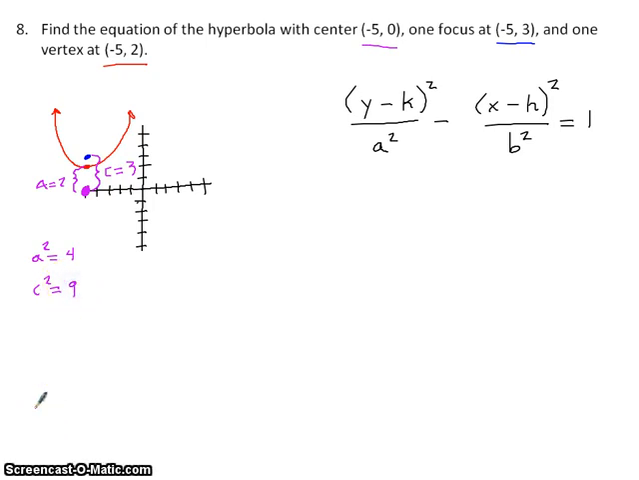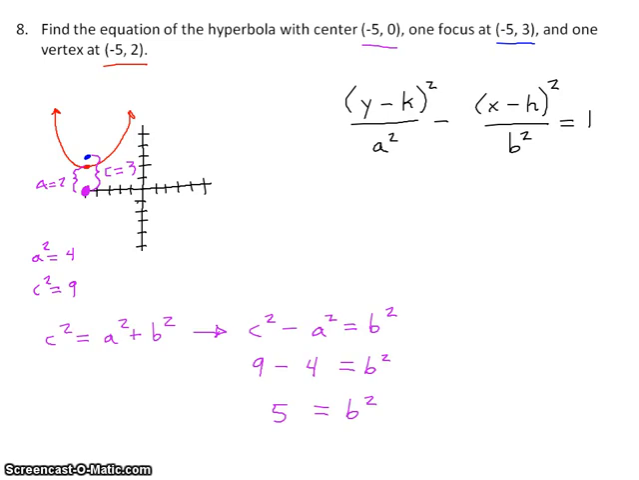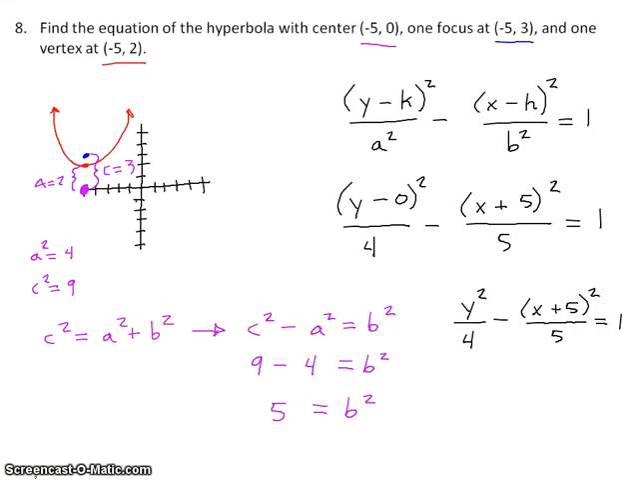Because I have a squared and c squared, I can figure out what b squared is equal to. I've manipulated my equation, and I've plugged in c squared and a squared, and I have that b squared is 5, which means all I need to do is plug everything in, and I have my equation. Okay, so here we have our equation, and that's it.